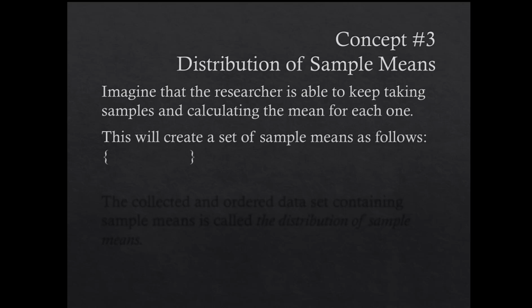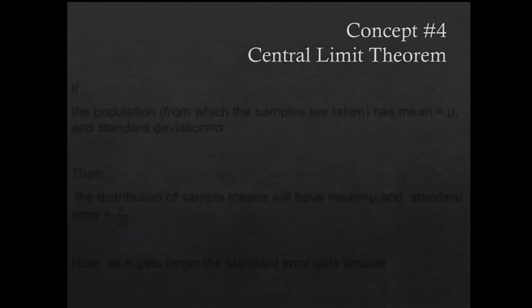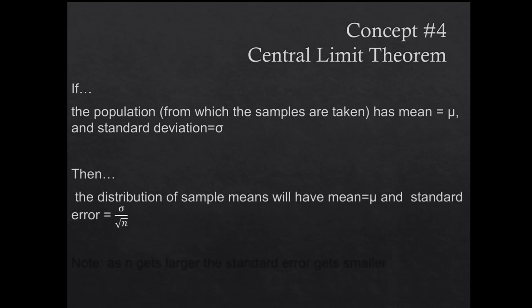So we're going to get a set of sample means that looks like the following. X bar 1, the first sample mean. X bar 2 on the second day. X bar 3 on the third day, the fourth day, the fifth day, and it keeps going. So we get a bunch of sample means. This creates a new data set called the distribution of sample means. We're on to the fourth concept. If the population from which the samples are taken has mean mu and standard deviation sigma, then the distribution of sample means will have mean mu and standard error sigma over root n.